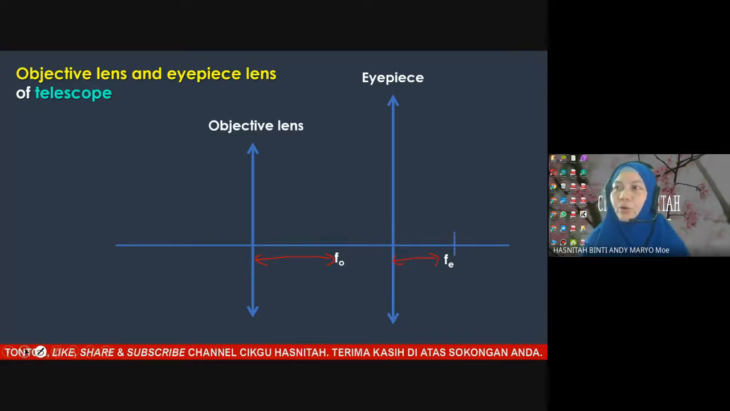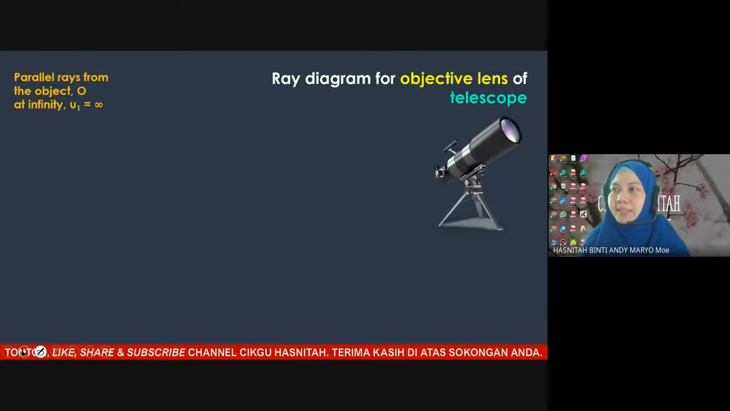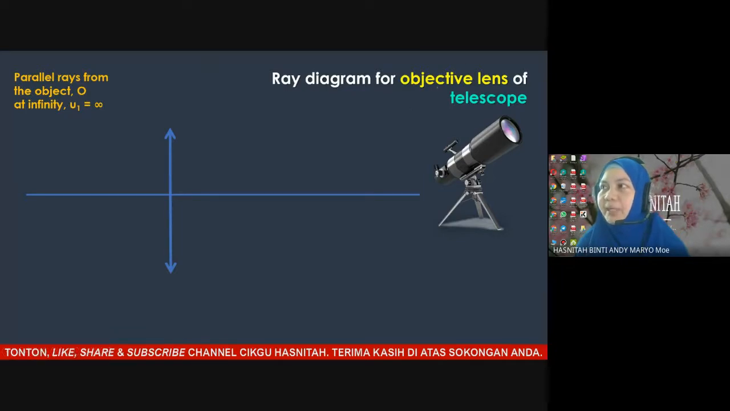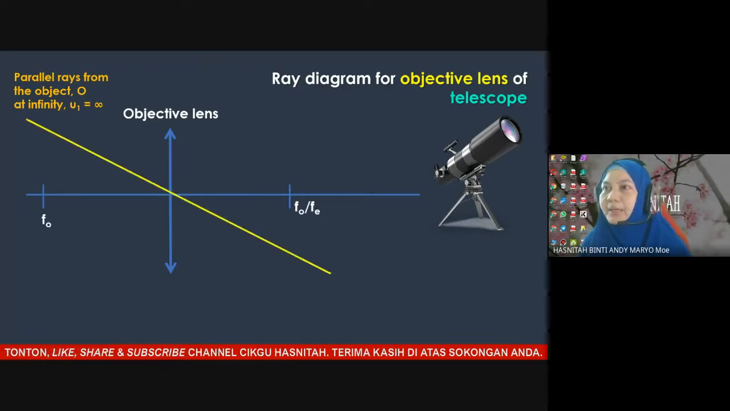So we draw the objective lens first. This FO is longer than FE, which means the objective lens ini has a low power compared to the eyepiece. Then let us draw the ray diagram for the objective lens of the telescope first. This is the objective lens, and this is the focal point shown here. This is the parallel ray from a very distant object.